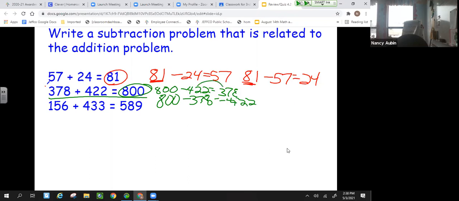You're just flopping them, right? You're just switching them. Does that make sense? Yes, no, maybe? All right, last one. We've got 156 plus 433 equals 589. You should have two, and I'm going to circle the big number so you know what goes in front. Two subtraction problems. Hold them up when you got them.